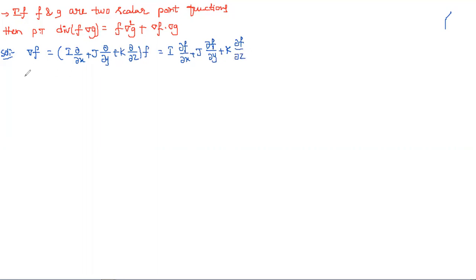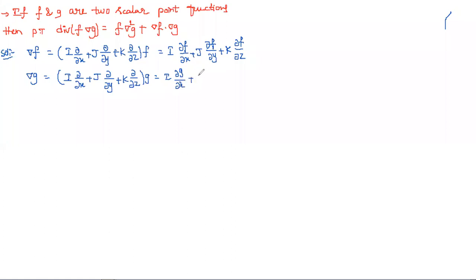And next, in the same way, what do we get for del g? In the same way, del is nothing but i dou by dou x plus j dou by dou y plus k dou by dou z into g, and this is also a scalar point function. So for that, we need to multiply with each and every term.